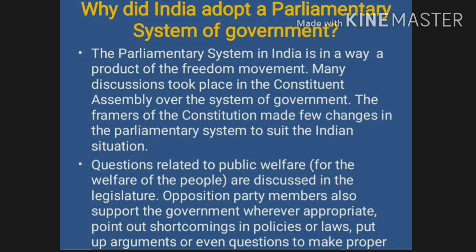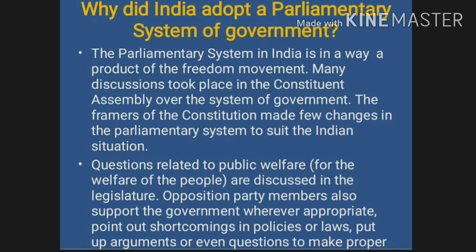Questions related to public welfare, for the welfare of the people, are discussed in the legislature. Opposition party members also support the government wherever appropriate, point out shortcomings in policies or laws, and put up arguments or even questions to make proper laws. So now, children, after learning why India has adopted the parliamentary system, let's learn what exactly happens over there. Parliamentary discussions and deliberations are an integral part of the parliamentary system of government.